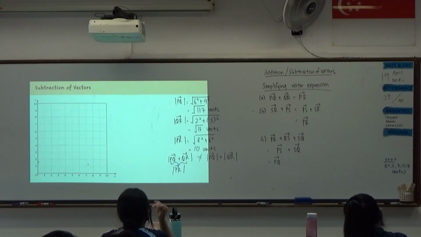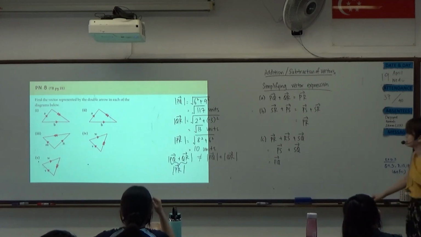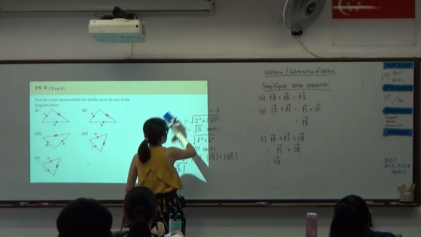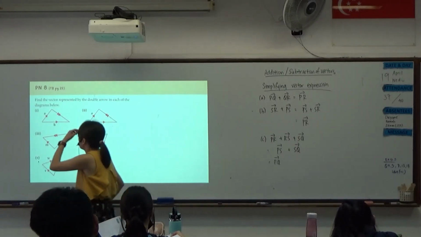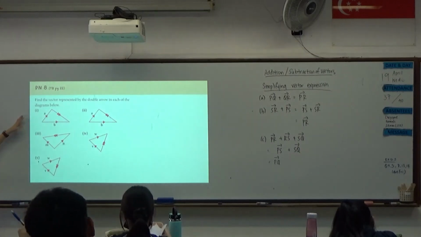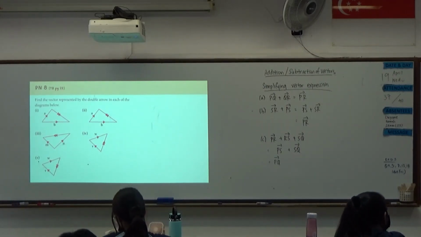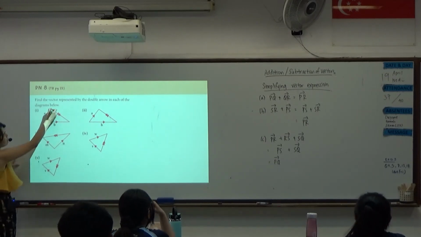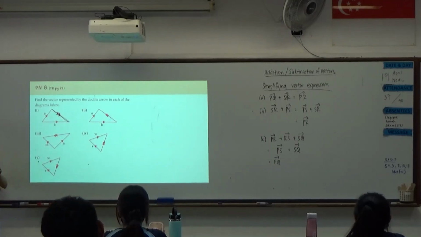So next we look at subtraction of vectors. I want us to take a look at subtraction by looking at practice now 8. In practice now 8, we're told to find a vector represented by the double arrow in each of the diagrams below. So the double arrow vector for part I refers to this vector over here.